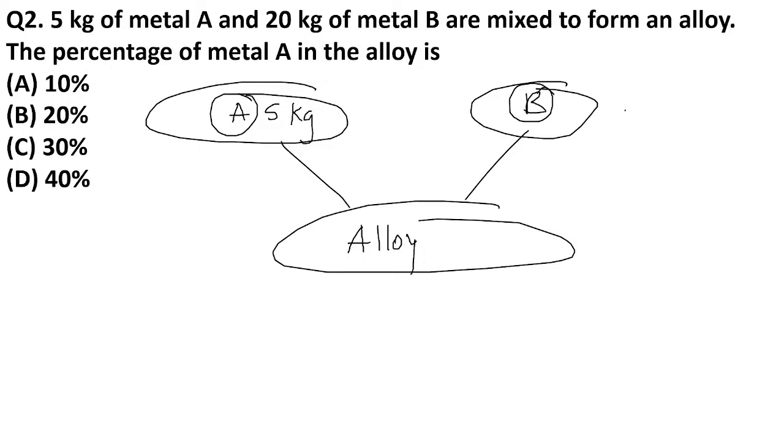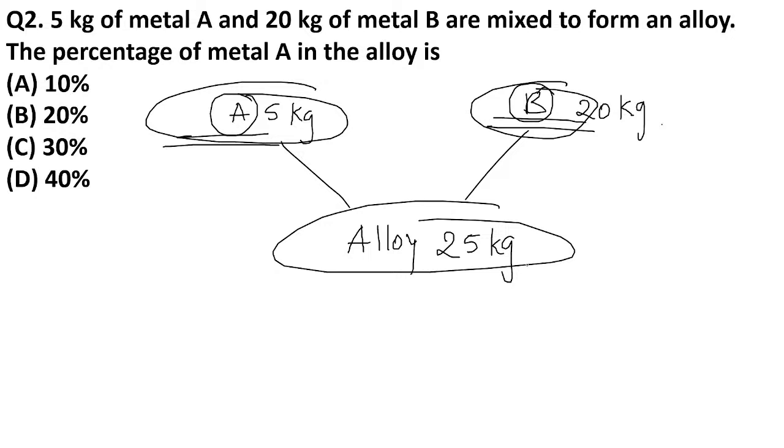Metal B is how much? 20 kg. Okay, and they are forming an alloy. So how much will the alloy be, of how many kg? Look here. 5 kg from metal A, 20 kg from metal B. Total will be 25 kg. Yes? Correct? 20%. Okay, let's see what should be the answer.